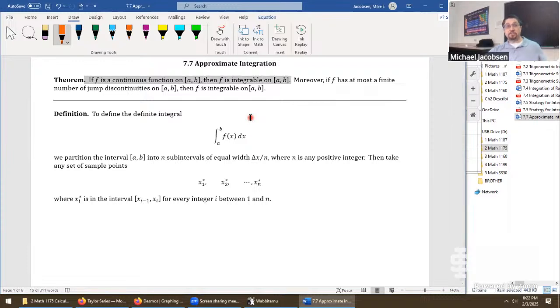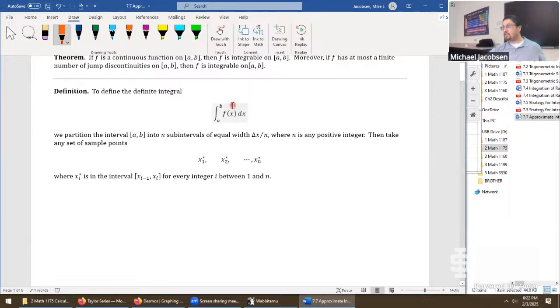But integration is extremely technical. There are other cases our author mentions. If it has a finite number of jump discontinuities, you could still integrate it. You just break up your integral across those discontinuities. So if it has a jump at c, integrate from a to c, integrate from c to b, and you're all set. So aside from that technicality, let's assume our function f is just an ordinary continuous function on the closed interval from a to b.